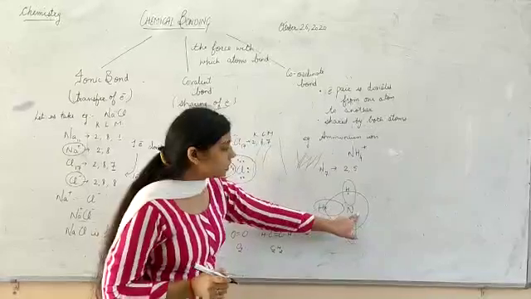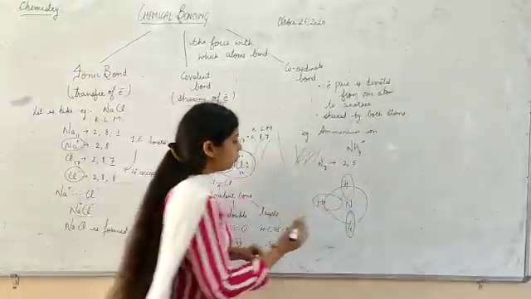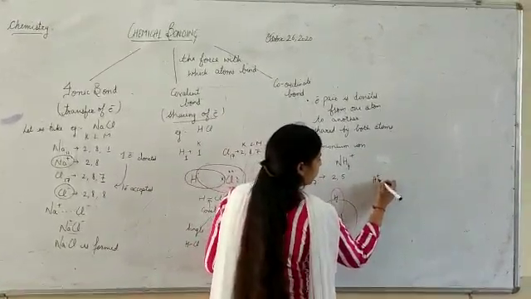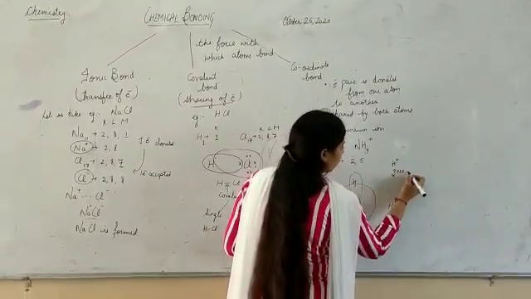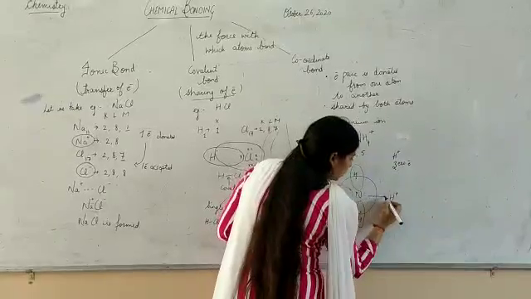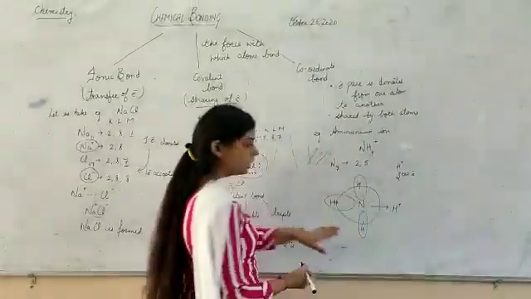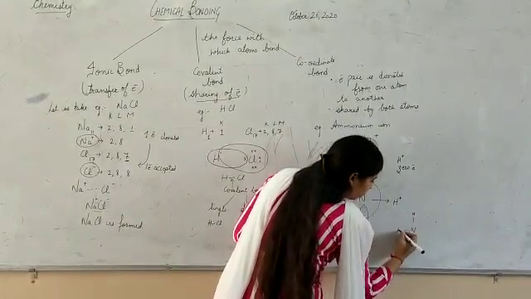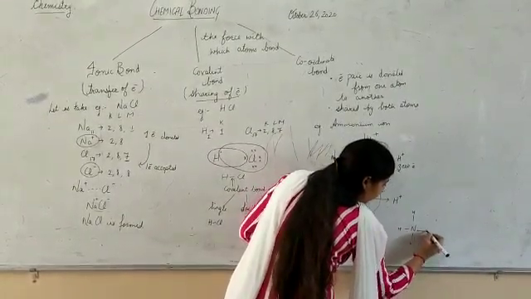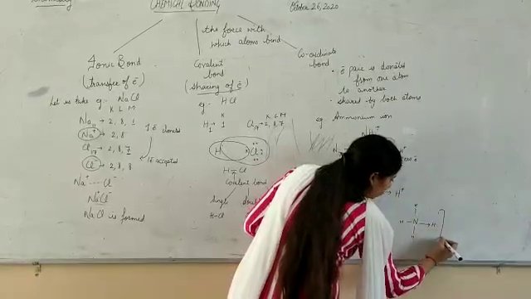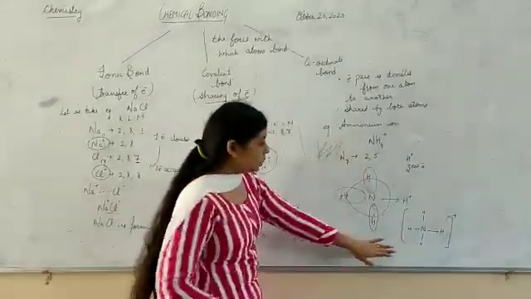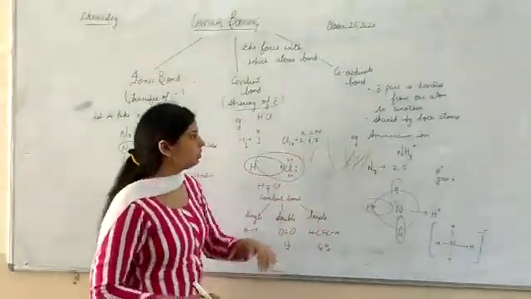But what about this, the lone pair? This lone pair is donated to the proton. The proton is having 0 electrons. So this lone pair is donated to the proton and the structure becomes N with 3 covalent bonds and 1 coordinate bond, and the coordinate bond is shown by the arrow with positive charge. So this is the ammonium ion.